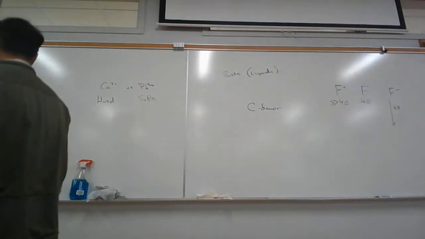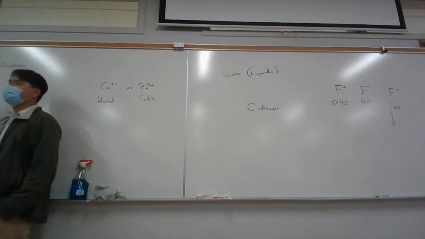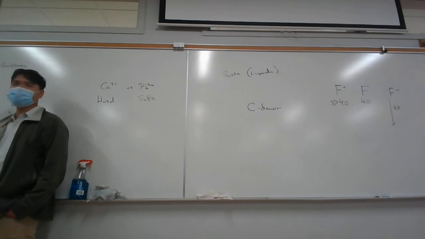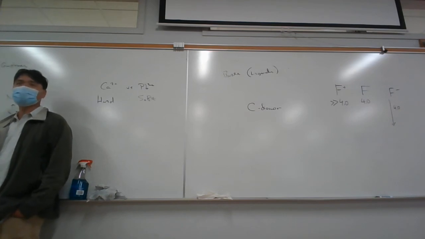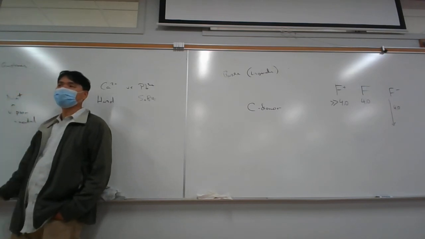And so in terms of charge density, this is the way I'd look at it. This has a much higher charge density. It's very small, high charge. It's going to pull electron density towards it. That means it has great electronegativity. It's true. So this one has greater electronegativity than this one.